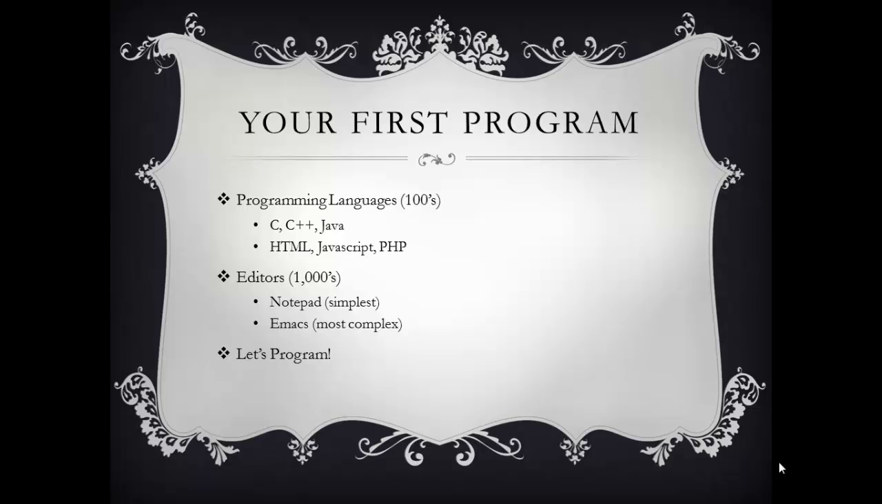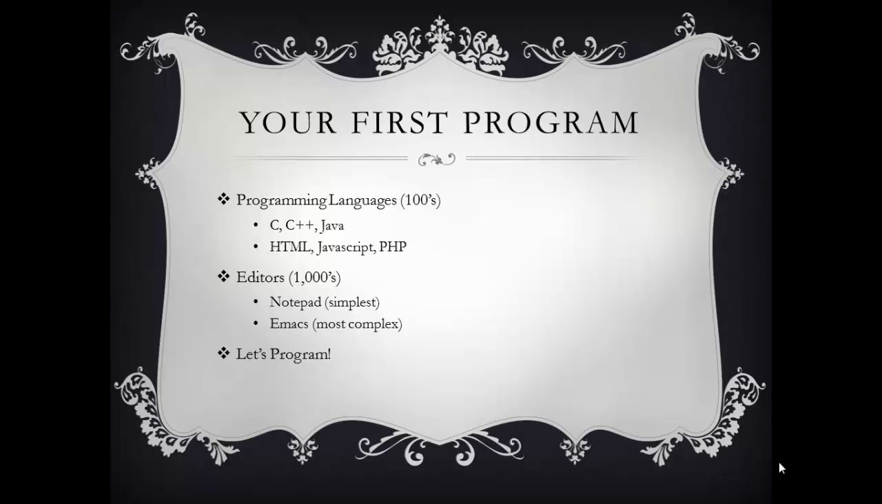Then there are interpreted languages like HTML, JavaScript, and PHP. And these essentially are just a file, and whoever's interpreting the language, like a browser, will go down, read the first line, do something, and then read the next line, and just execute it one line at a time.